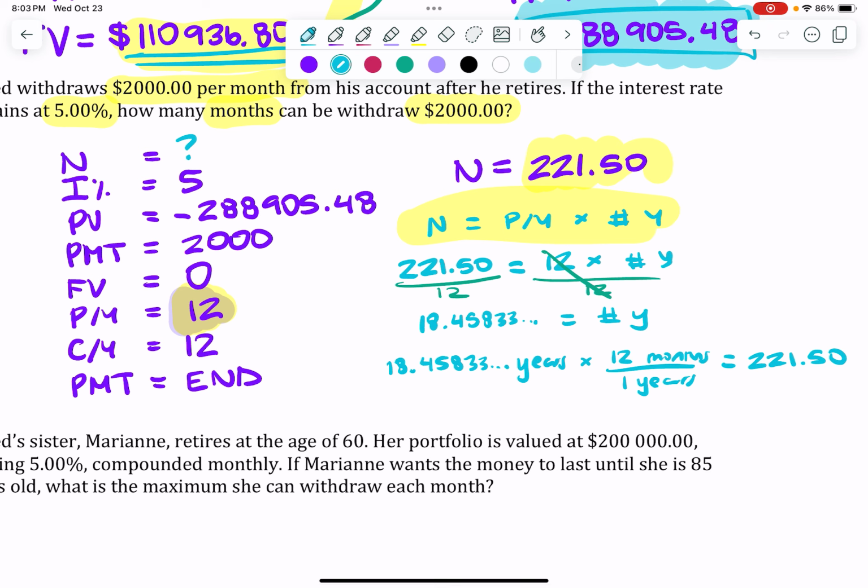Now, the question talks about how many months can you withdraw money for, specifically 2,000. Now, the months that I say should be whole units, right? Shouldn't have decimals here. So I am going to round my final answer. But he can't actually do it for 222 months, because after 221 months, I don't quite have $2,000 left, hence the decimal. So I actually have to round down here. So my final answer would be 221 months.